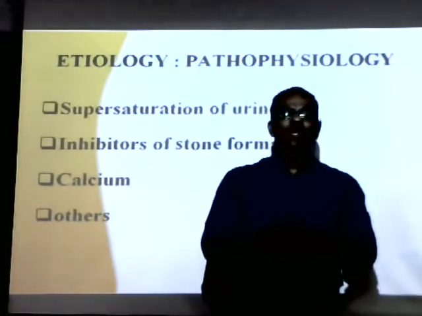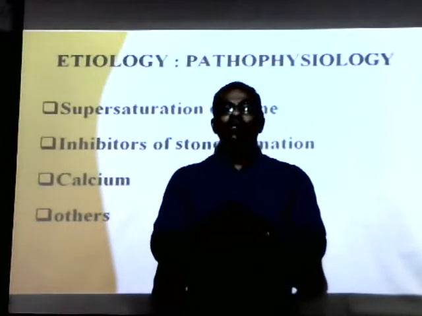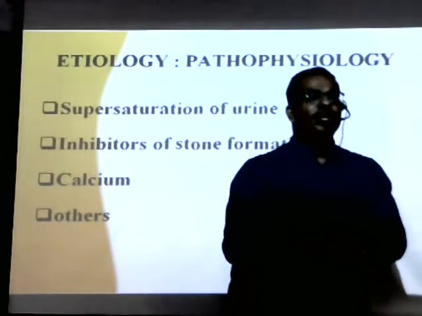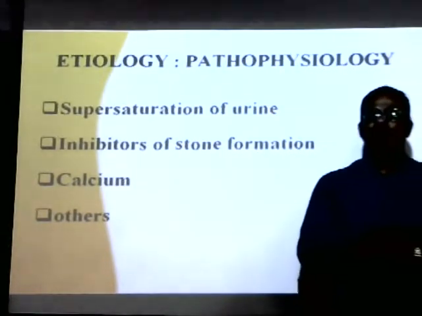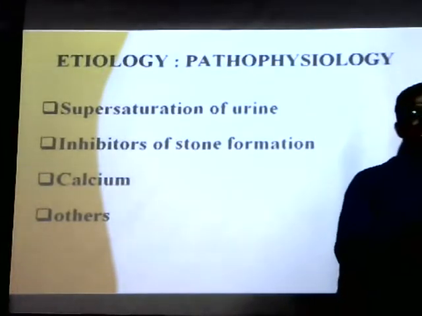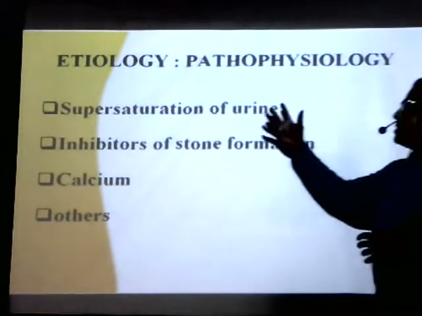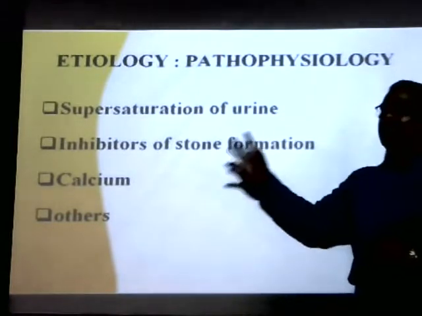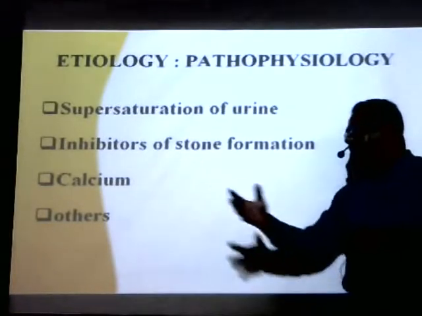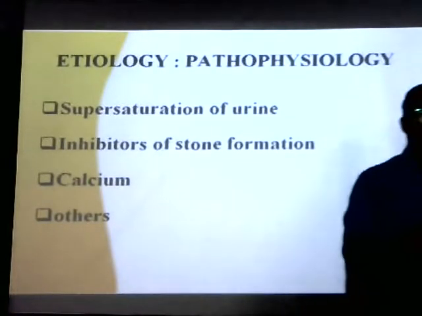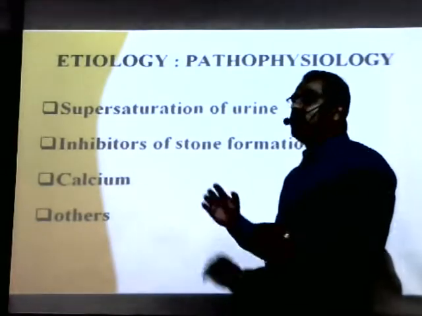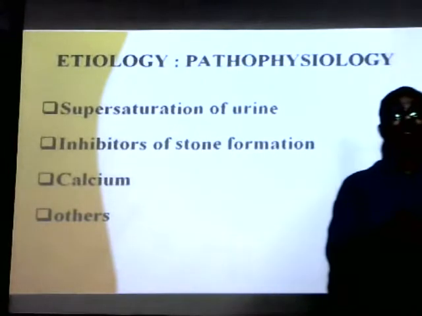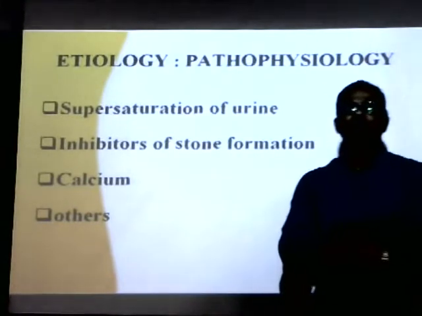Now in this section, we'll start with the pathogenesis, or the mechanism behind the development of renal calculi. In order to understand the pathogenesis of renal calculi, we have divided it into four headings: supersaturation of urine, inhibition of stone formation, some metabolic defect related to calcium, and some other causes which might contribute to the formation of renal calculi.